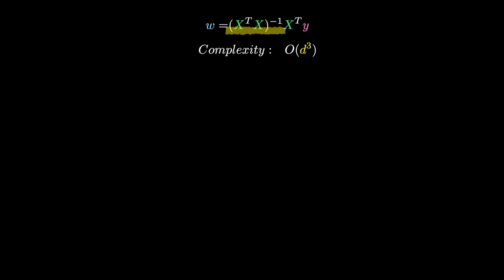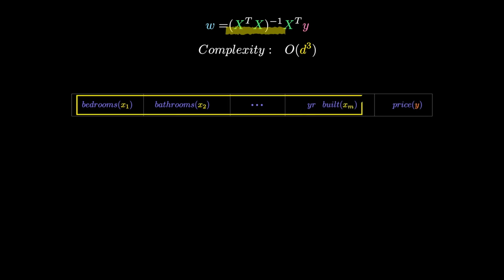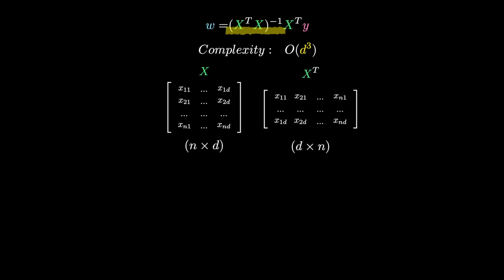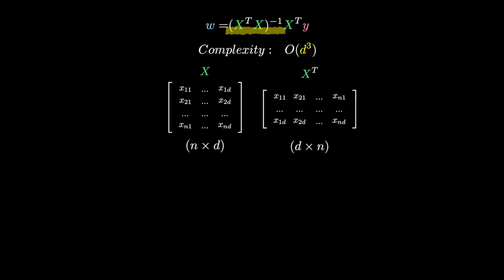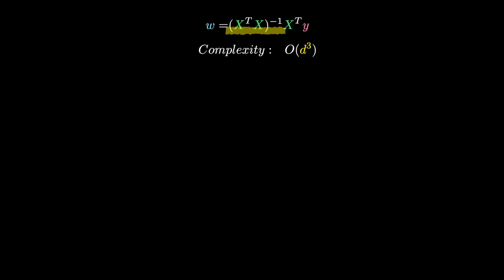Especially this part, the matrix inverse, has a time complexity of big O of D cubed. Here, D represents the number of features, which means the number of independent variables. In our house price example, D would be the number of columns like area, number of rooms, and so on. Let's see why that's the case. If the X matrix has a shape of n by D, then its transpose, X transpose, is D by n. When we multiply them, we get X transpose X, which becomes a D by D matrix.